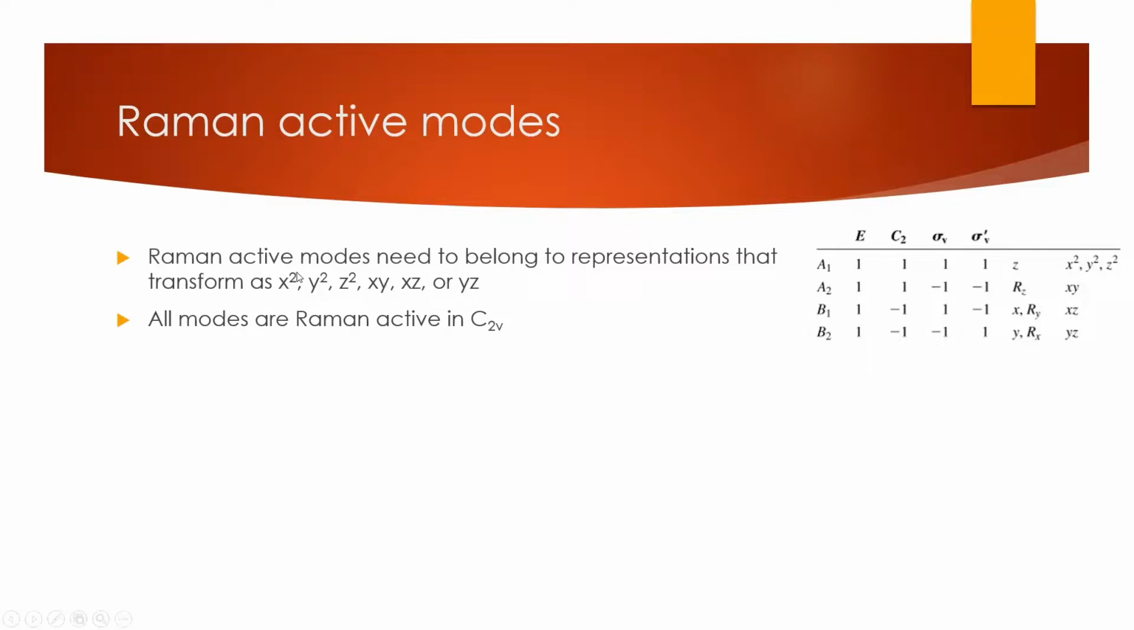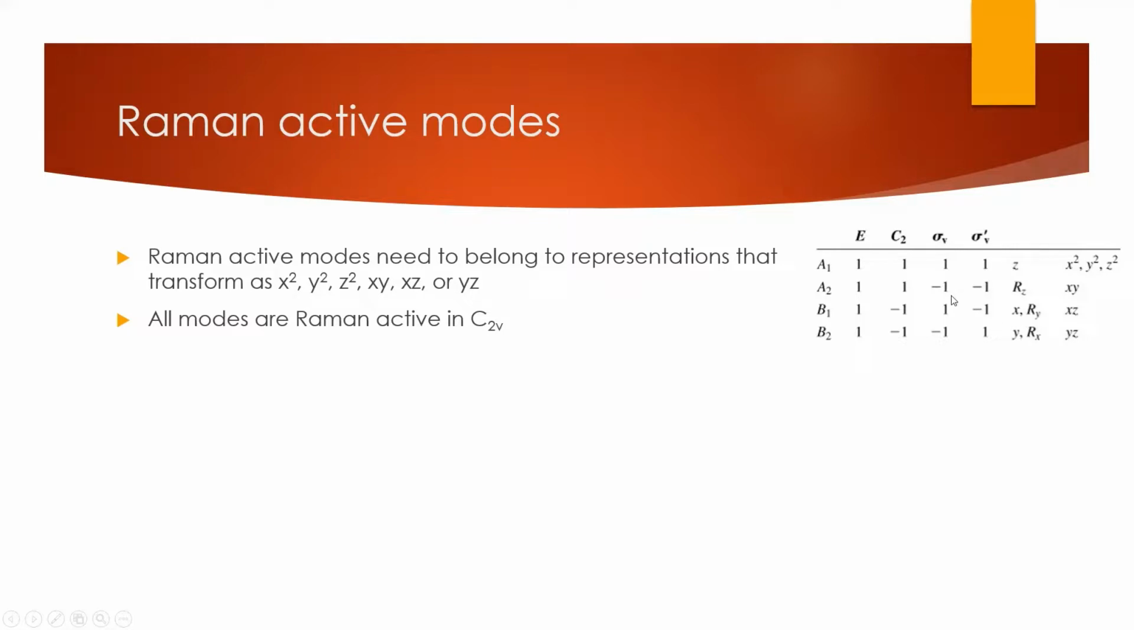But they have to have the product of any two of these different things in order to be Raman active. So they have to transform as x squared, y squared, z squared, or xy, xz, or yz, so the product of any two dimensions. And for the C2V point group, that is all of them.